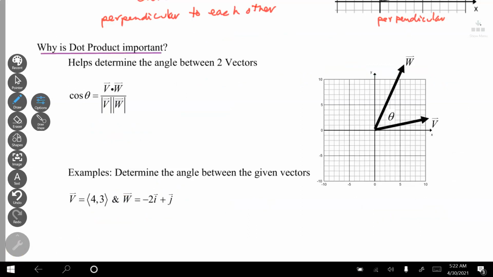So how is dot product useful? It helps us determine the angle between the two vectors. So if I have two vectors, I can help determine this angle between them by using dot product and using this formula.